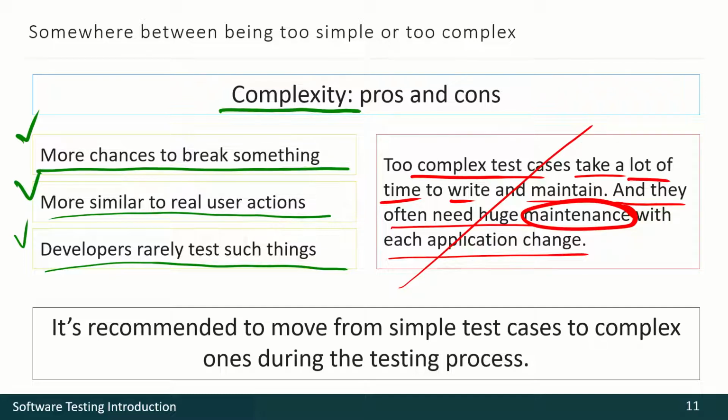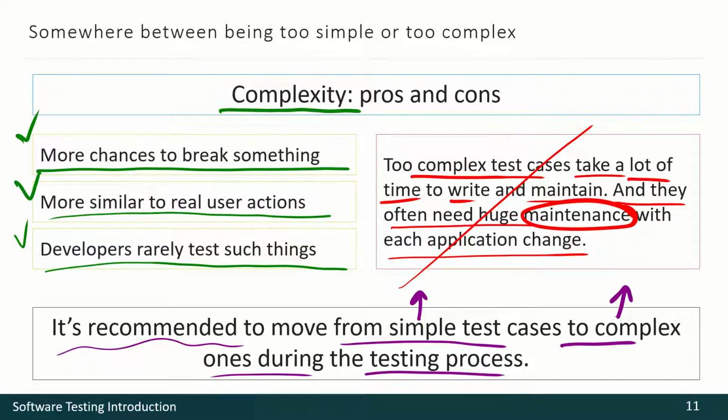But as you can see, it's recommended to move from simple tests to more complex tests during the testing process. But once again, remember that while simplicity is good and complexity is good, too simple tests are bad and too complex tests are bad. The goal here is to maintain the balance.